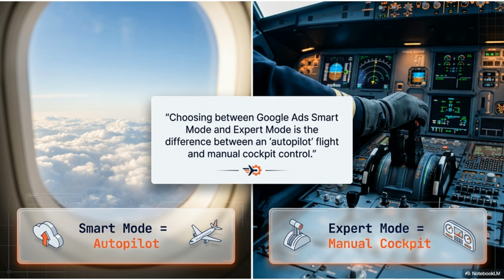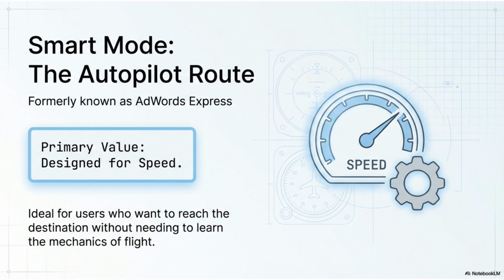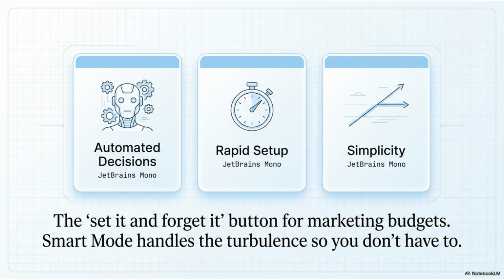Choosing between Smart Mode and Expert Mode is like the difference between an autopilot flight and manual cockpit control. Smart Mode, formerly known as AdWords Express, is the autopilot route. Its primary value is speed, making it ideal for users who prioritize quick setup. Smart Mode offers automated decisions, rapid setup, and simplicity. It's the set it and forget it option for your marketing budget.